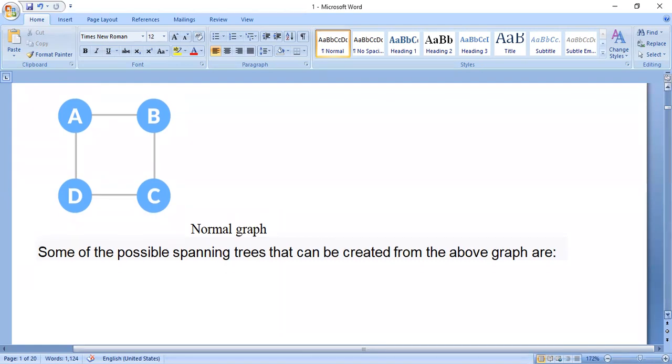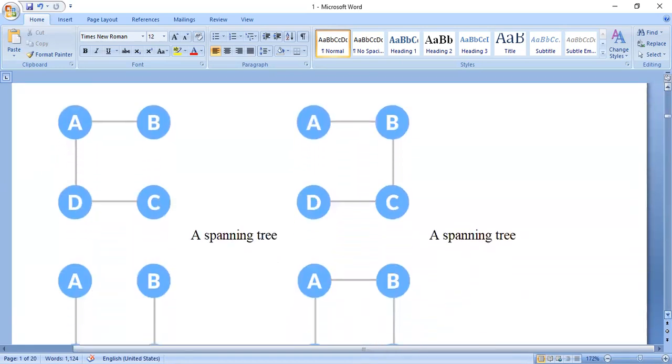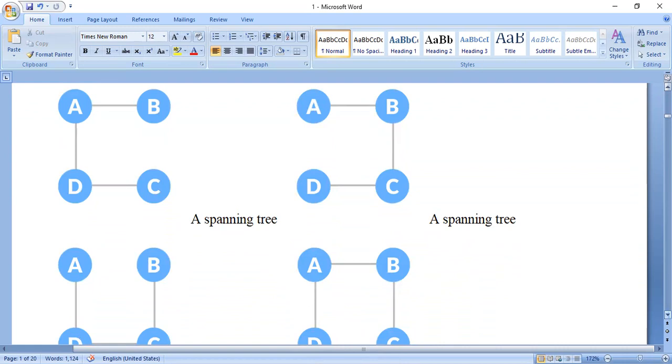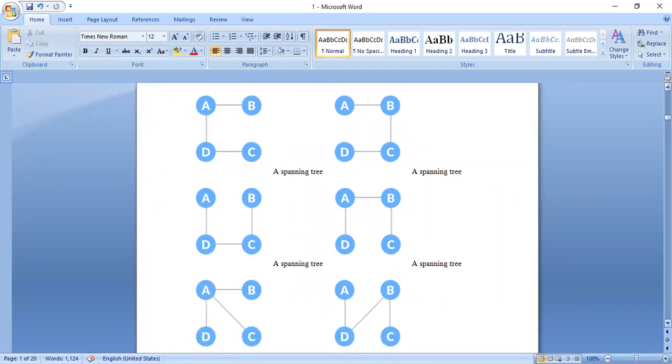I have shown you a graph now, A, B, C, D. Now, what are the different spanning trees available? You can see. The first one is from A to B, A to D, and D to C. Second one is A to B, B to C, C to D. Next one is A to D, D to C, C to B. Next one is D to A, A to B, B to C. Next one is A to D, A to C, A to B. Next one is A to D, D to B, and B to C. So 6 types of spanning trees you can see.